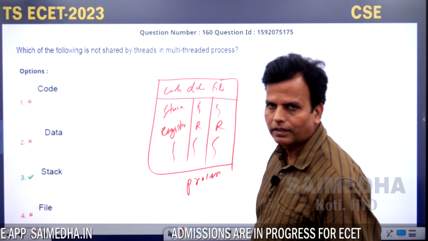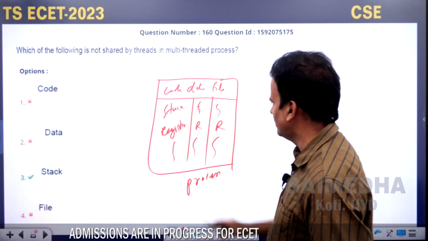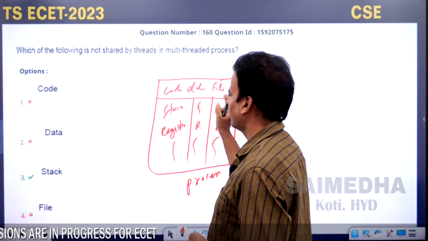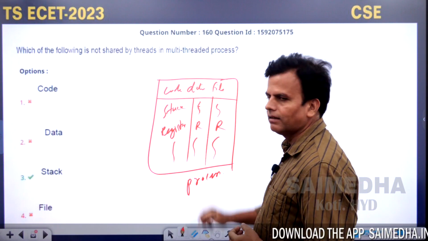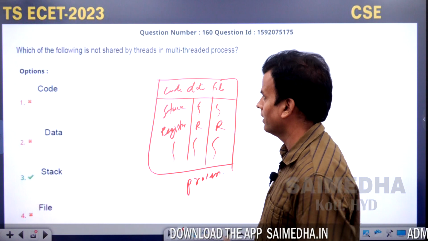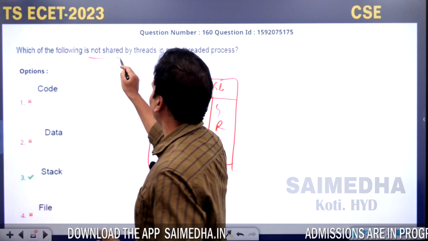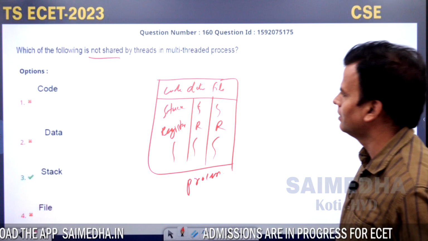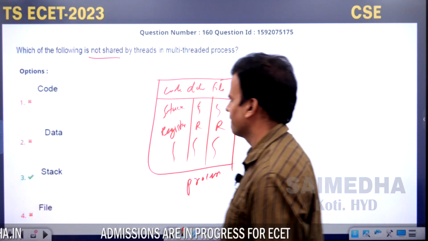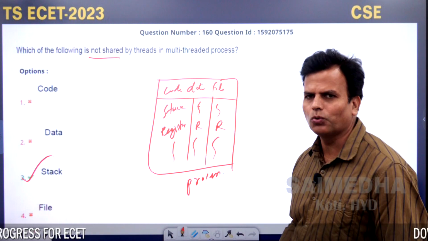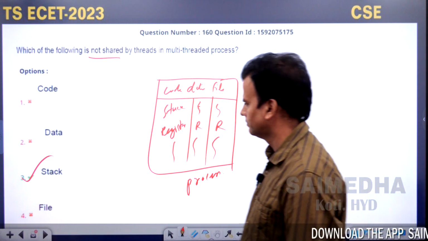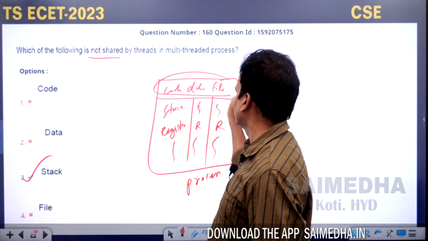So this is a multi-threaded process. If you are observing, these threads are sharing code, data, and files, but each thread has its own separate stack and registers. So that's why the answer to which of the following is not shared by threads in a multi-threaded process is the stack, because each thread has its own stack. Okay, fine. The remaining things, if you are observing, they are sharing.